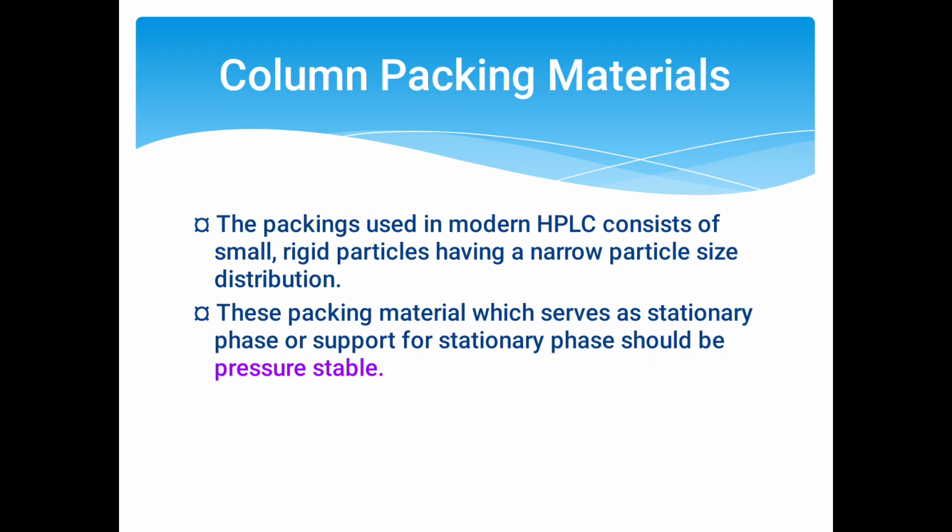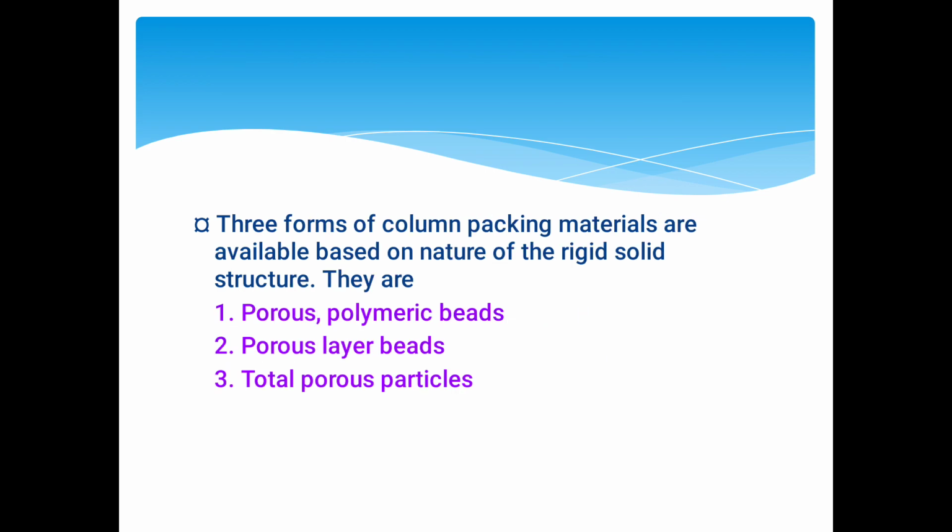Column packing material. The column packing material serves as the stationary phase or supports the stationary phase. It should be pressure resistant. The packing used in modern HPLC consists of small rigid particles with a narrow particle size distribution. Three forms of packing materials: porous polymeric beads, porous layer beads, and totally porous particles.